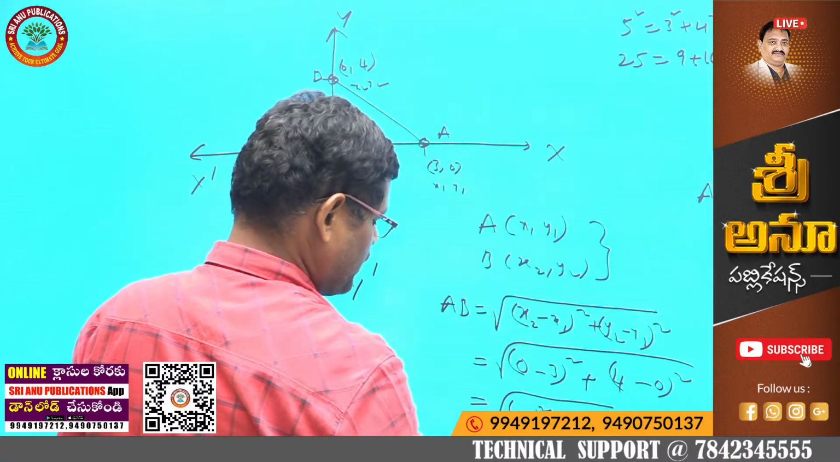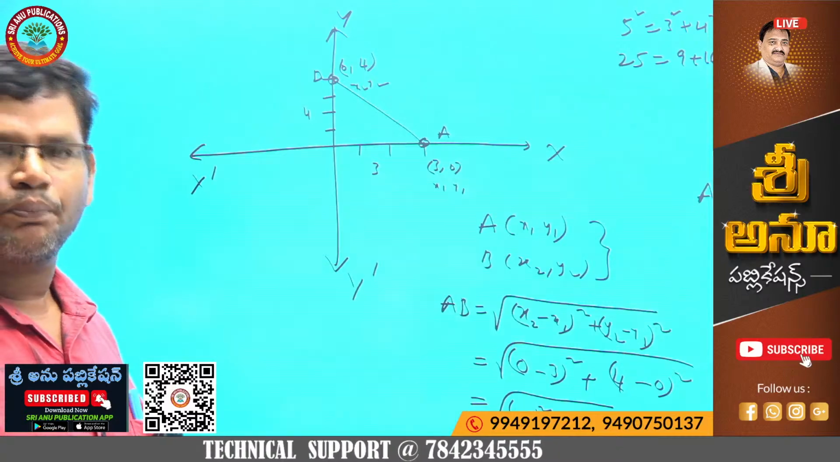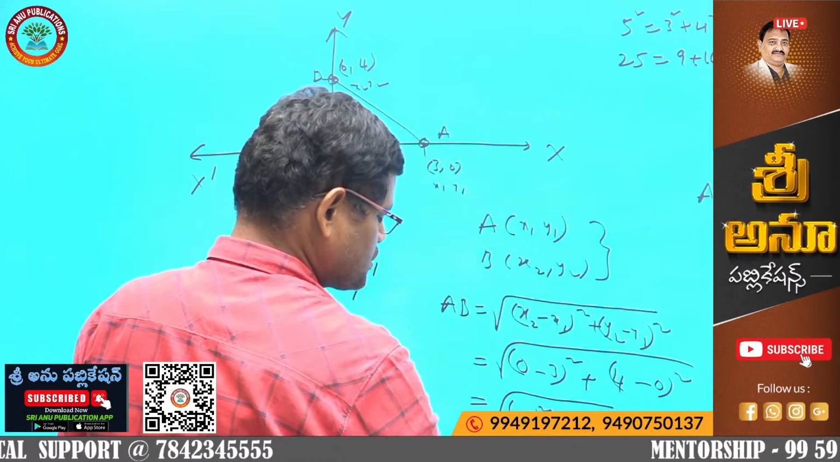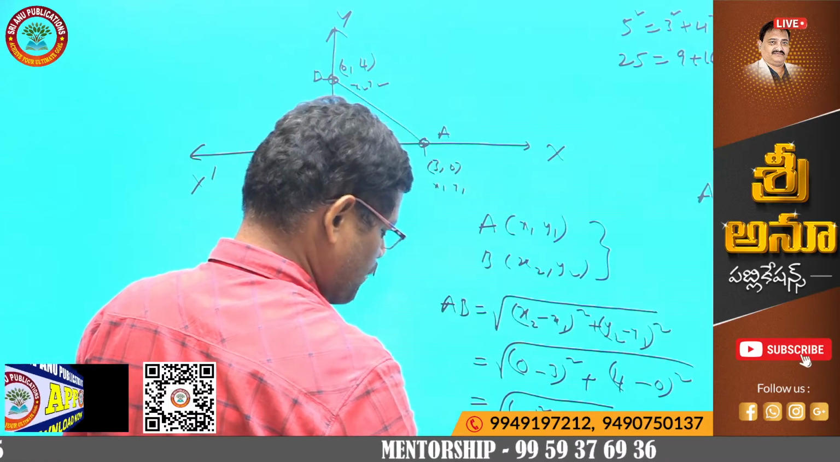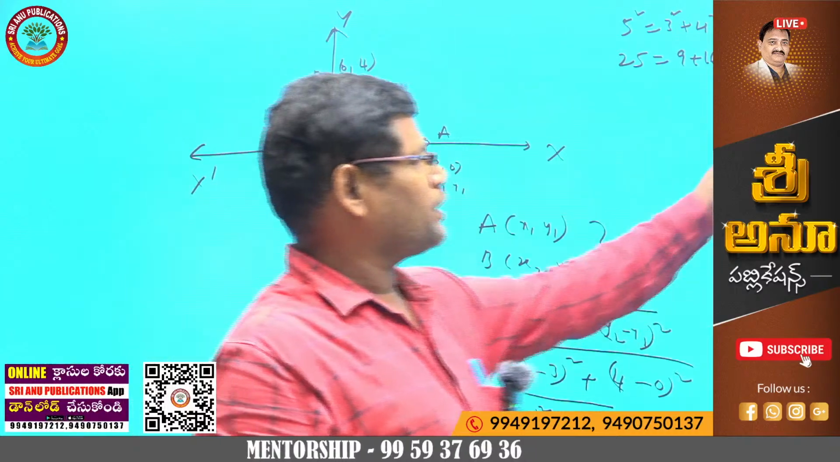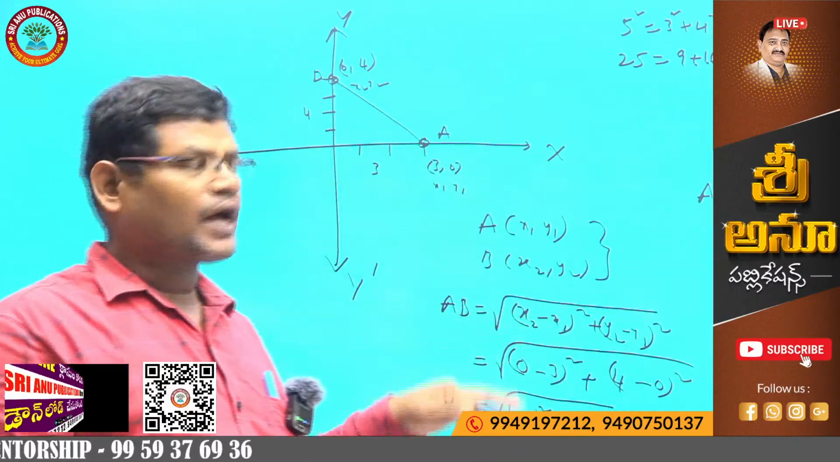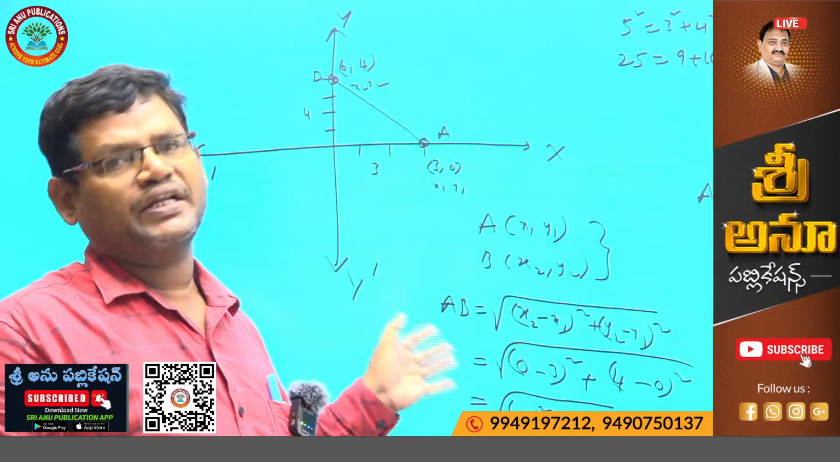Now if you simplify, 3 square is 9, since minus into minus gives plus. And 4 square is 16. Now 16 plus 9 equals 25. Square root of 25 is 5. We got it or not? So here 3, 4, 5. We already said that 3, 4, 5 is a Pythagorean triplet. By using coordinate geometry, we will discuss how to represent that here.